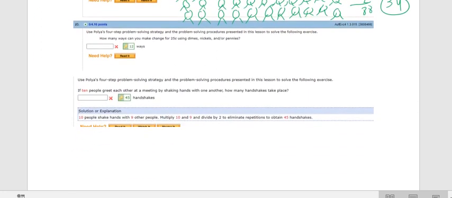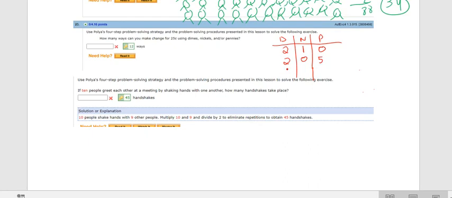How many ways can you make change for 25 cents using dimes, nickels, and or pennies? So we can draw a little chart, dimes, nickels, and pennies. And we want to see 25 cents. So we cannot have 3 dimes, that would be too many. So I would need 2 dimes, so that's 20. I can have 1 nickel, so that would be 25 cents. Or I can have 2 dimes, 0 nickels, and 5 pennies. And that would be my only combination there.